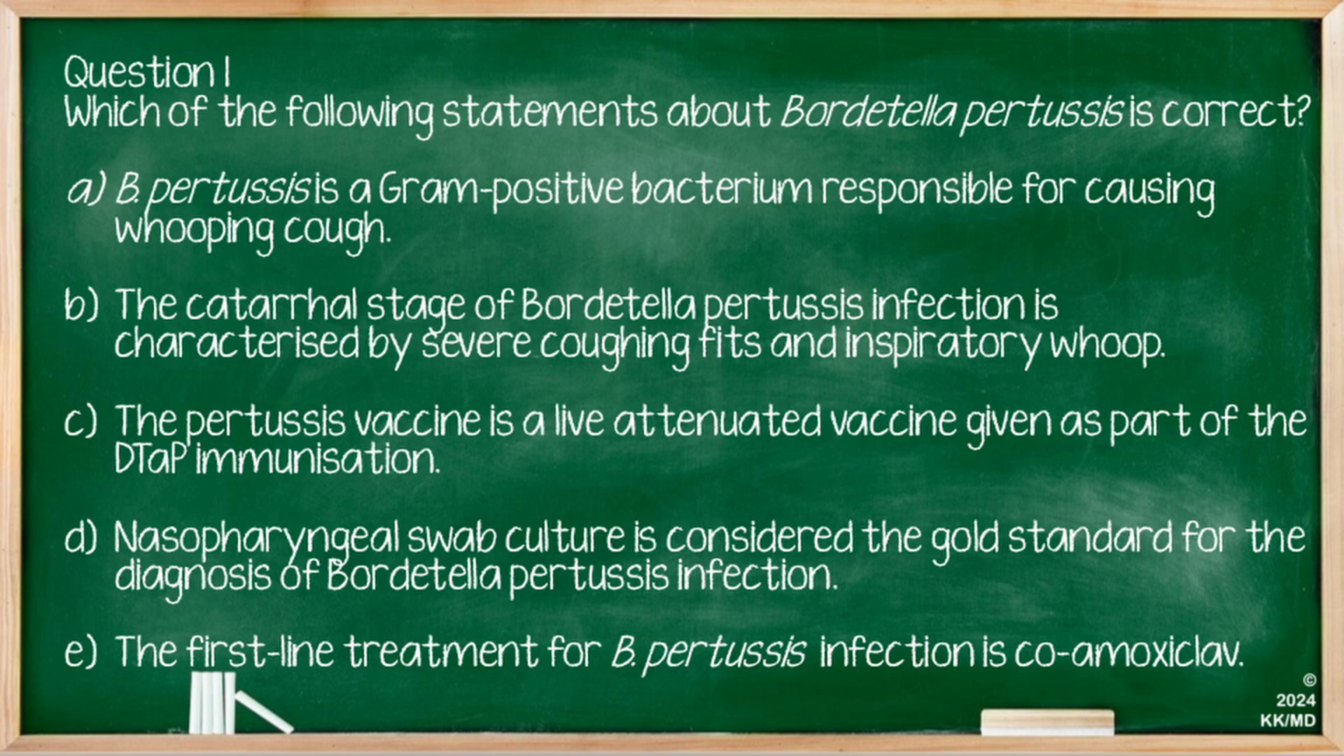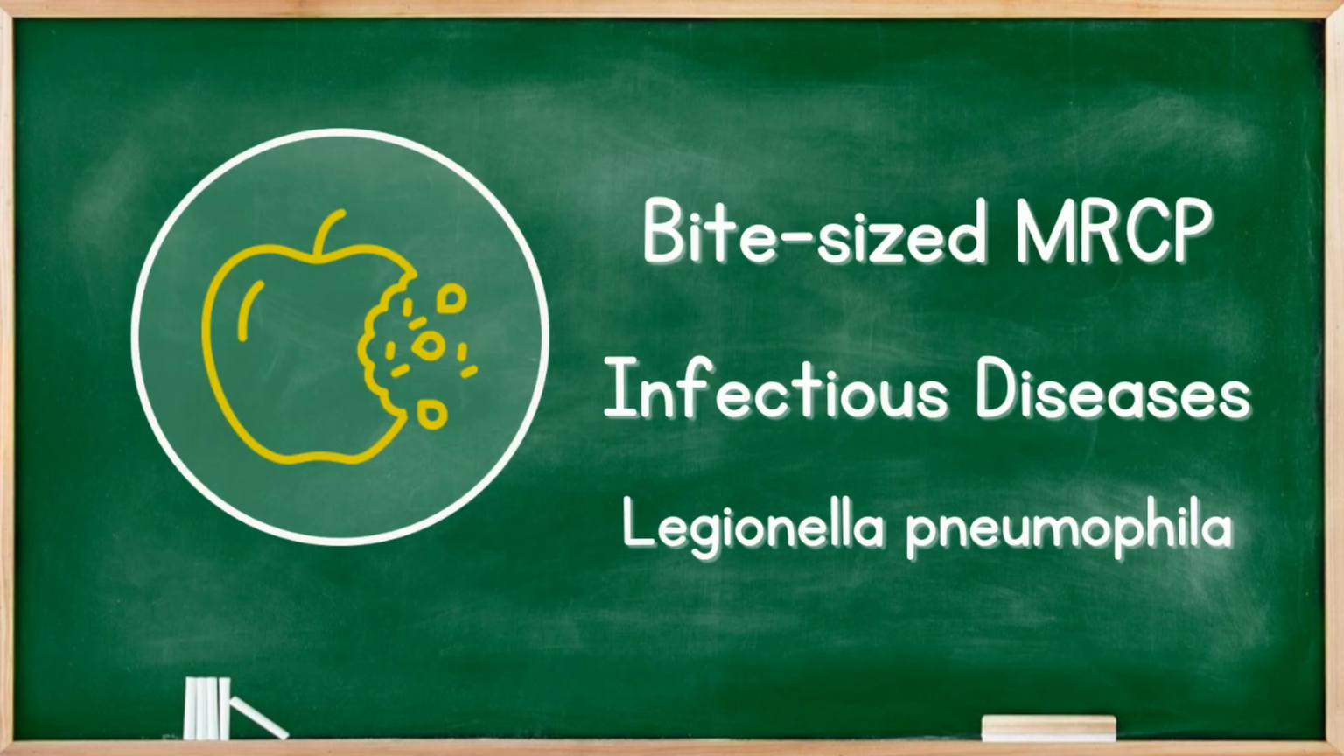C. The pertussis vaccine is a live attenuated vaccine given as part of the DTaP immunization. D. Nasopharyngeal swab culture is considered the gold standard for the diagnosis of Bordetella pertussis infection. Or E. The first-line treatment for Bordetella pertussis infection is co-amoxiclav. So the correct answer here is D. Nasopharyngeal swab culture is the gold standard for diagnosing this infection.